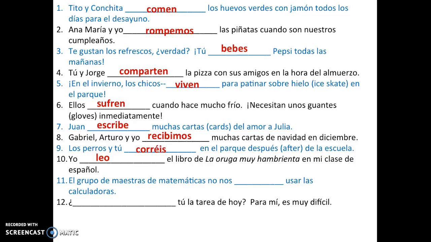En el grupo de maestras de matemáticas, the math teachers, or a group of math teachers, no nos blank usar las calculadoras. Permite. They don't allow us. Permite. And number 12, something that you do the homework today. Para mí es muy difícil. Comprendes. Do you understand the homework for today? Comprendes.